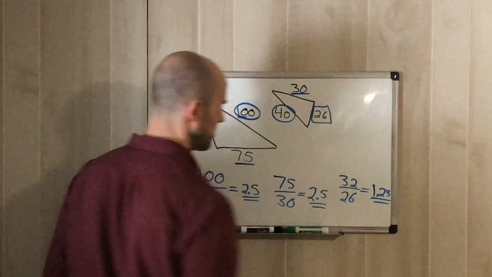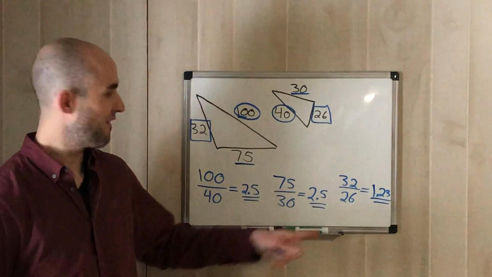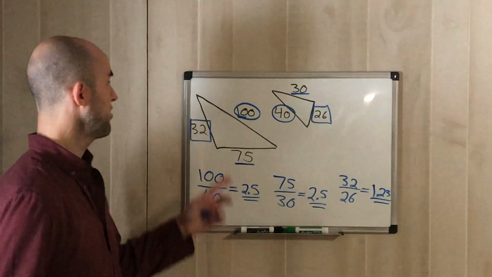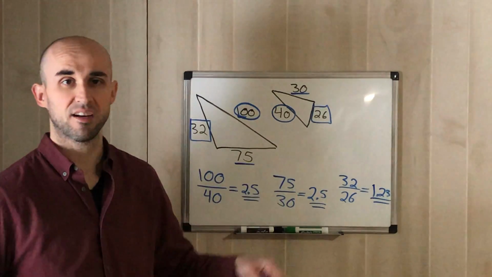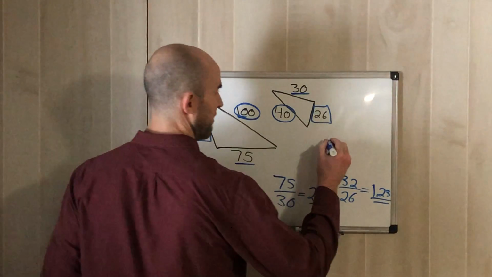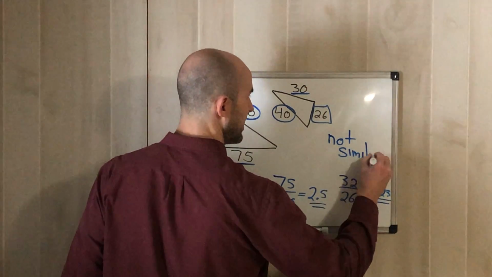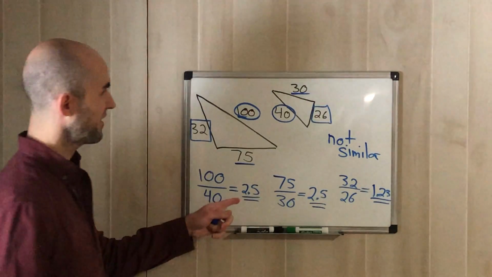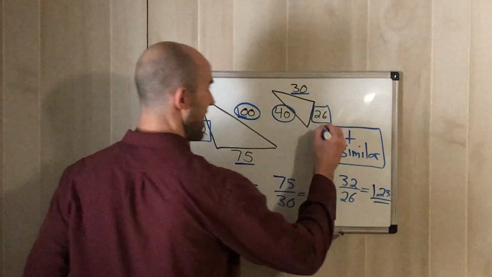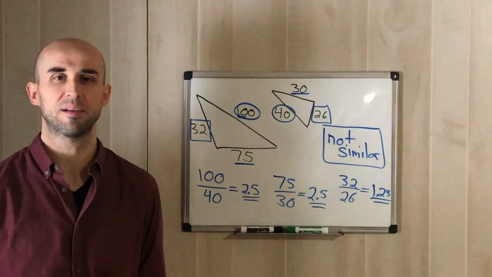And what I want you to notice is this. This scale factor is 2.5, that scale factor is 2.5, that scale factor is 1.23. Automatically, what we know, even though there's three sides here and three sides there, some people would say it's SSS, it's not SSS. In fact, it would be not similar. And the reason that it's not similar is because all three scale factors are not the same. If all three scale factors were the same, it'd be SSS, right? But since all three scale factors are not the same, it's not similar, okay?